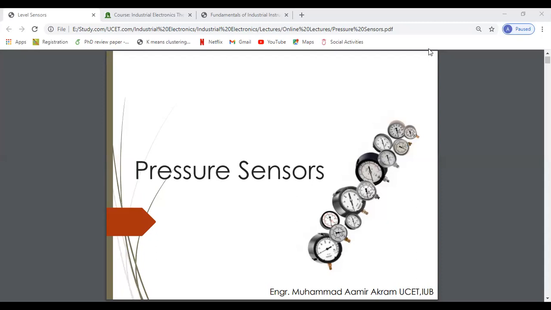Pressure has to be one of the most common measurements in all the process industries because of the great variety of conditions, ranges, and materials for which pressure must be measured. There are many different types of pressure sensor designs.